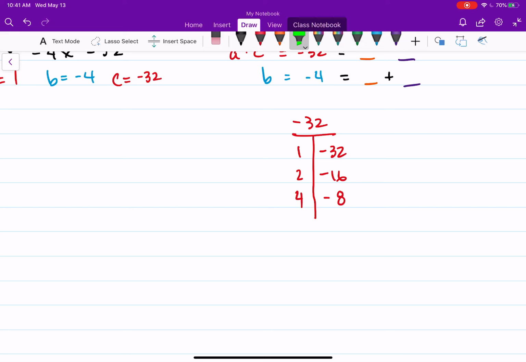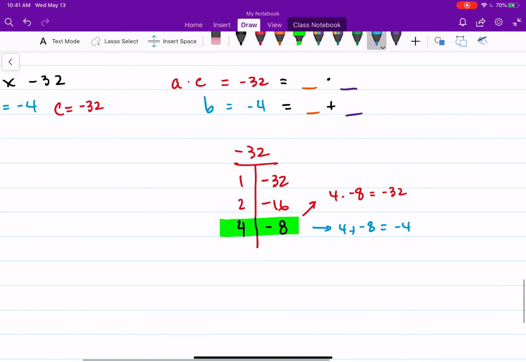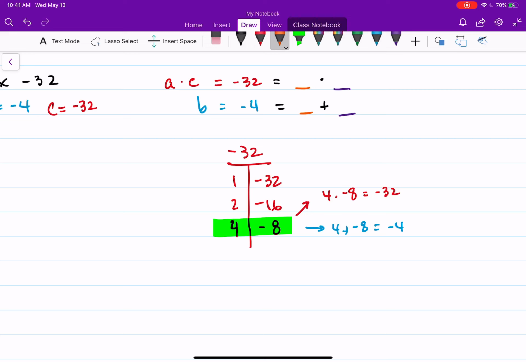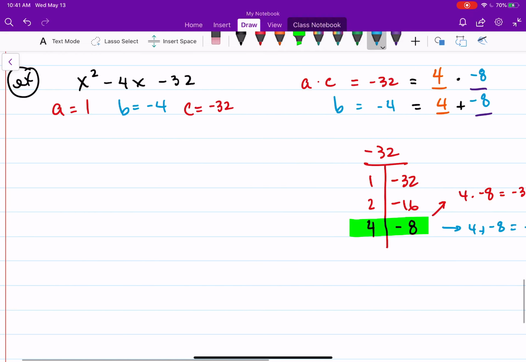So guess what I just found? These 2 numbers, 4 times negative 8 gives me a negative 32, while 4 plus negative 8 would give me a negative 4. Hey, that's exactly what I wanted. Awesome. So I have 4 and negative 8. So let's split the middle term.